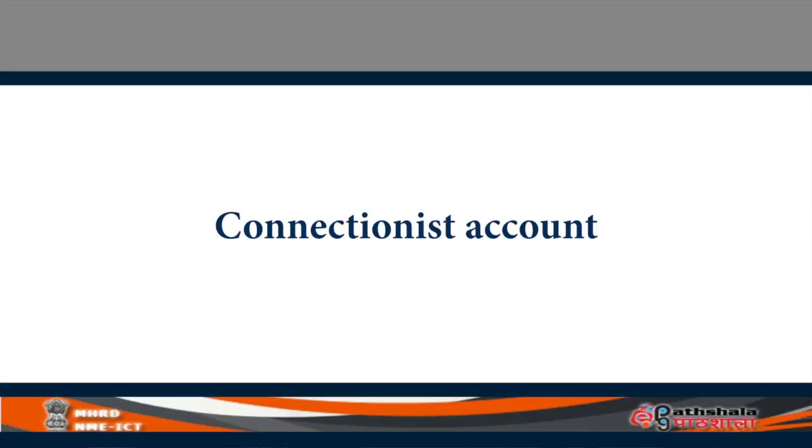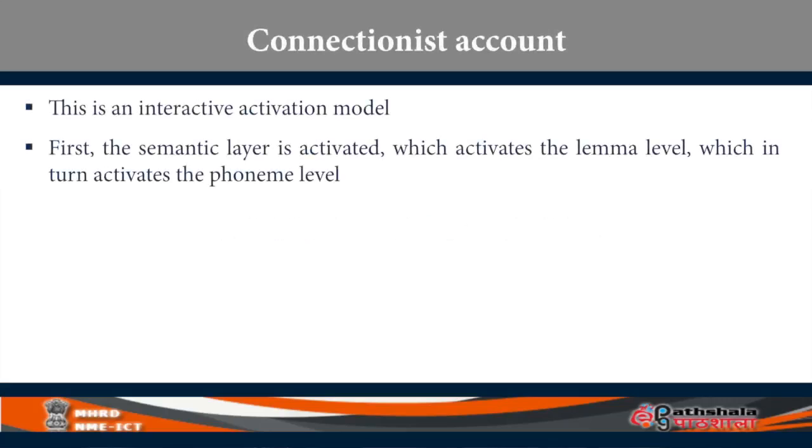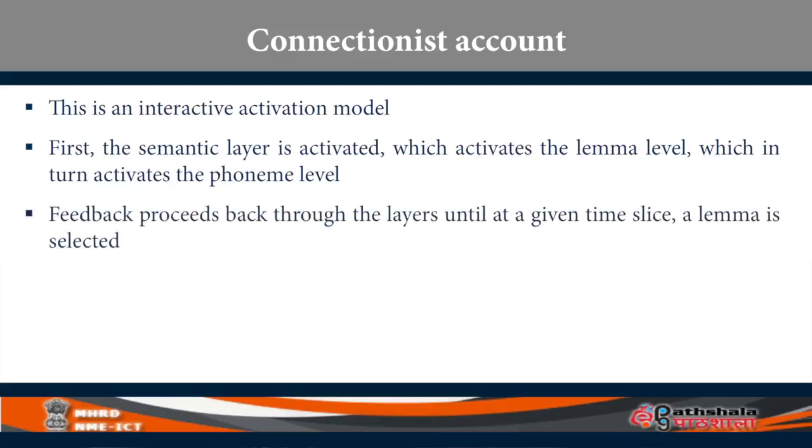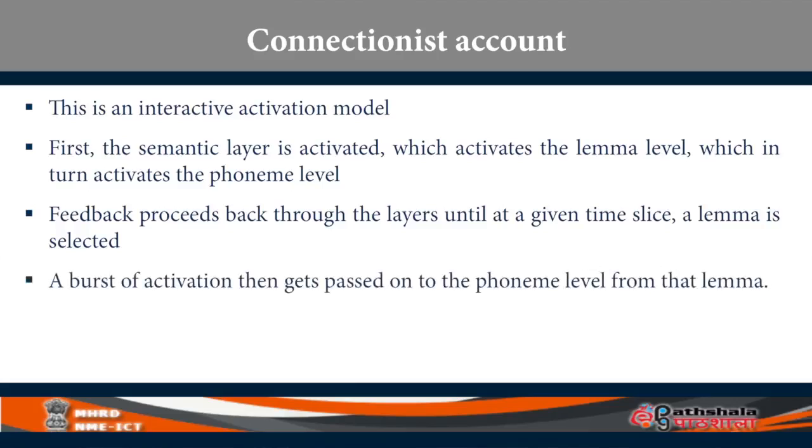Okay, let me say a little bit more about the connectionist account of language processing, so that we understand what happens in aphasia. First, the semantic layer is activated, which activates the lemma level representations, which carry the meaning information. They in turn activate the lower phonological, phoneme level, form level representations. But in the connectionist framework, you have a lot of feedback going back and forth. You get benefit from top down information as well as bottom up information. So, feedback proceeds through different layers of these connections. A burst of activation gets passed on from phoneme level to lemma level, alright, or the other way around also.